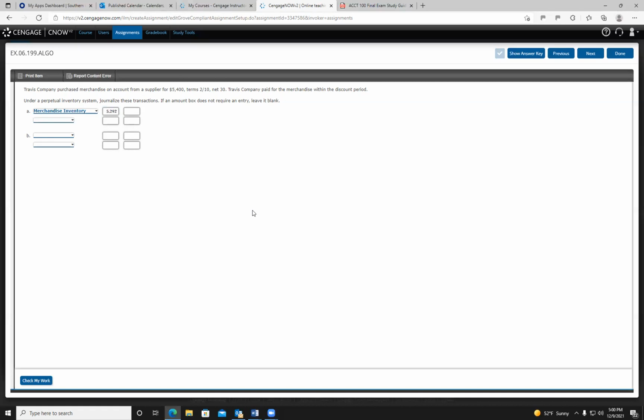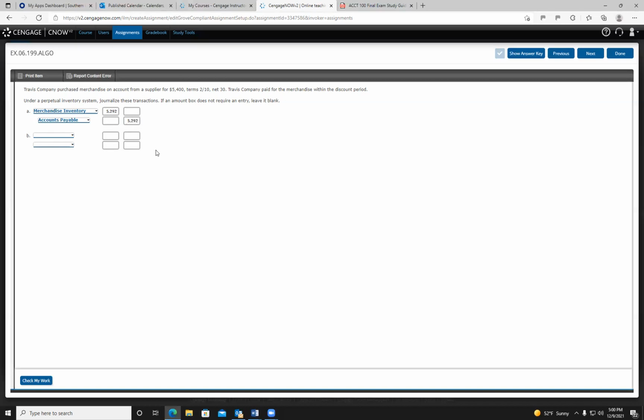Now we bought it on account. If we bought it on account, that means we created a debt. What account do we use to create a debt? We use liabilities. Liabilities record debts. So let's do our drop-down menu. Accounts payable is a liability account we're going to use to record the debt that we owe that supplier, and the amount that we owe them is $5,292.